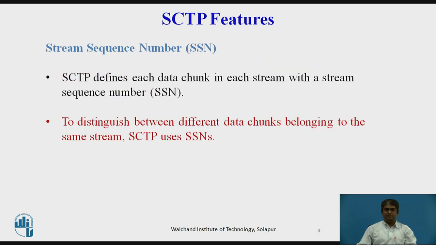Stream sequence number. When a data chunk arrives at the destination, it is delivered to the appropriate stream and in proper order. This means that in addition to an SI, SCTP defines each data chunk in each stream with a stream sequence number. To distinguish between different data chunks belonging to the same stream, SCTP uses SSN.